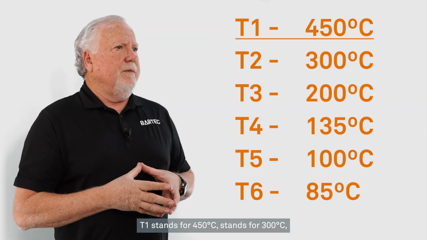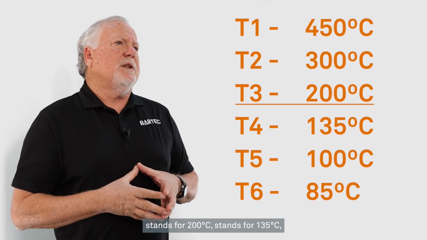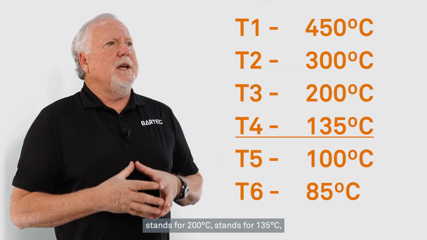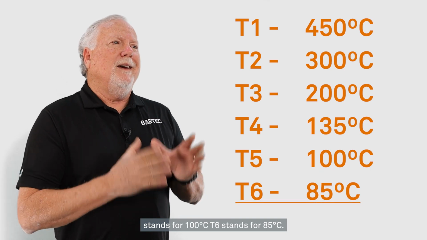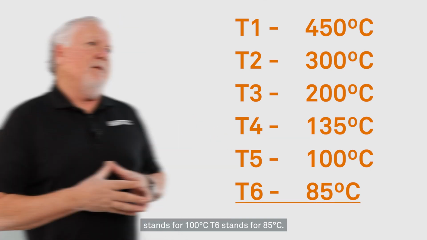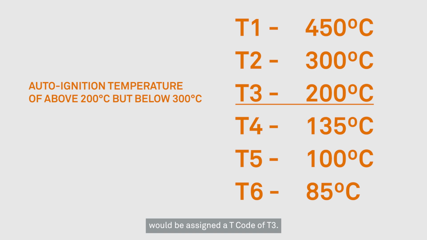The 6 T codes represent 6 different temperatures in degrees Celsius. T1 stands for 450 degrees C, T2 stands for 300, T3 stands for 200, T4 stands for 135, T5 stands for 100, and T6 stands for 85. This means that a gas or vapor with an auto-ignition temperature of above 200 degrees but below 300 degrees would be assigned a temperature code of T3.